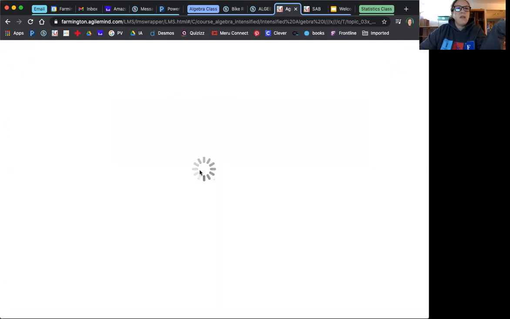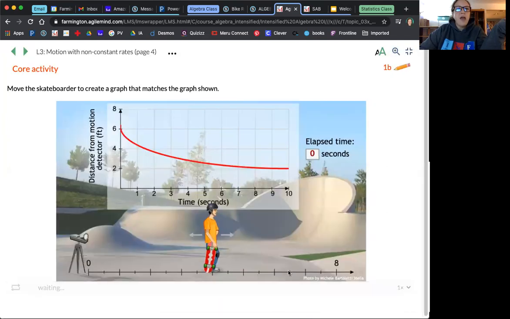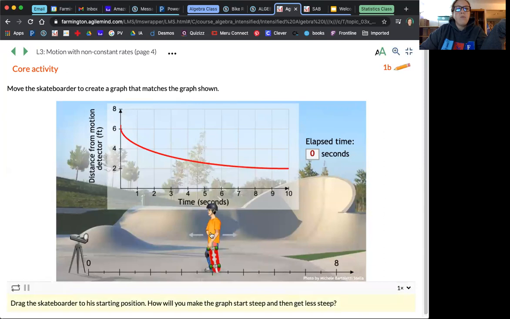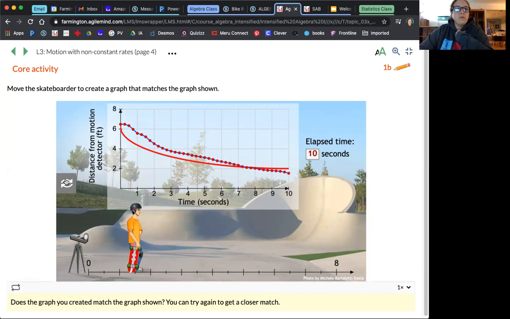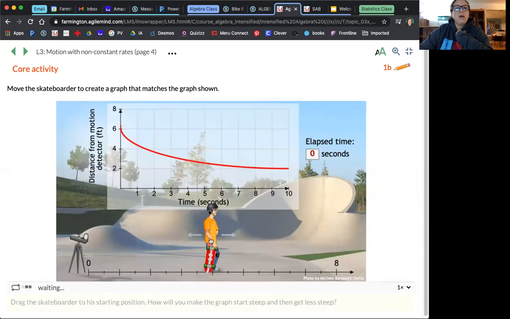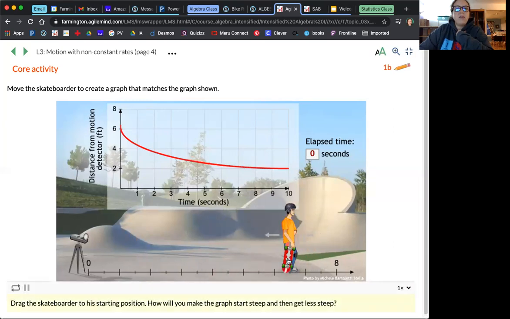Let's see what happens if we start out fast and then end slow. So same starting position. Now we're going to start out faster, and then we're gonna slow way down till we're almost not moving. Okay, so that was an okay one. Obviously, I need to go even faster at the beginning. So within the first second, I need to go from 6.5 to almost 4. So if this is 6, 5, 4.